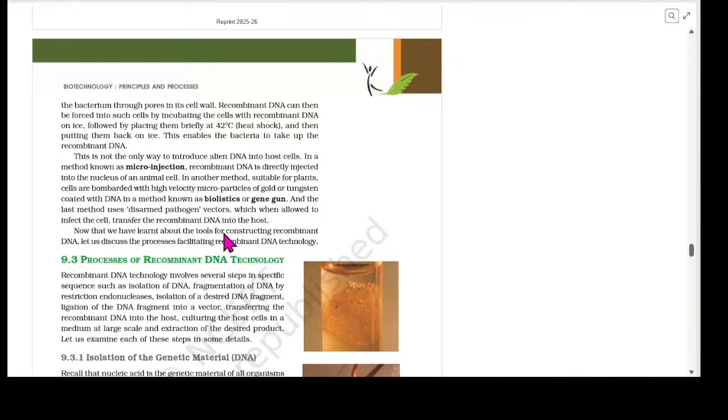Now that we have learned about the tools for constructing recombinant DNA, let us discuss the processes facilitating the recombinant DNA technology. Processes of recombinant DNA technology. Recombinant DNA technology involves several steps in specific sequence, such as isolation of DNA, fragmentation of DNA by restriction endonucleases, isolation of desired DNA fragment, ligation of the DNA fragment into the vector, transferring the recombinant DNA into the host, and culturing the host cells in a medium at larger scale and extraction of the desired product. Let us examine each of these steps in much more detail.